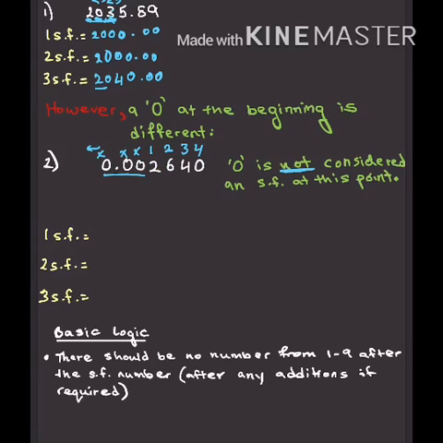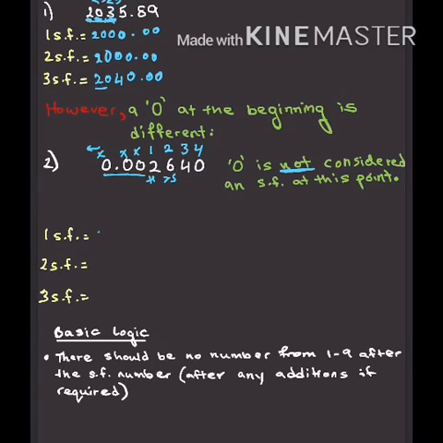So 1 SF, so this becomes 1. So we're looking at the 2, not this 0, because it's at the beginning. So the 2. The number after it is 6, which is greater than 5. So we know the rule we're applying. We're going to add 1 to this 2. So it becomes a 3. And then everything after the 2 changes to 0. If that is clear.